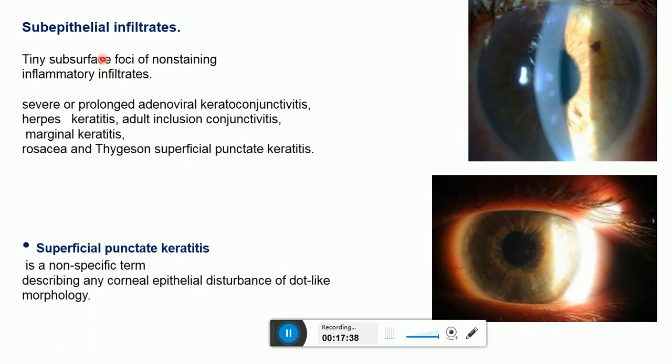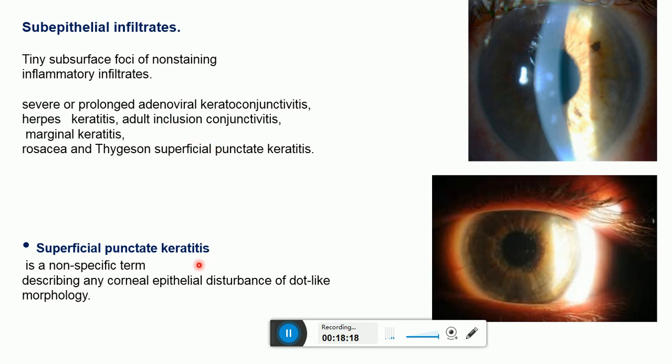The next sign is subepithelial infiltrates. They are tiny and subsurface. These are foci of non-staining inflammatory infiltrates. What are the causes? Causes are severe, prolonged adenoviral conjunctivitis, herpes keratitis, adult inclusion conjunctivitis, marginal keratitis, rosacea, and Thygeson superficial punctate keratitis.